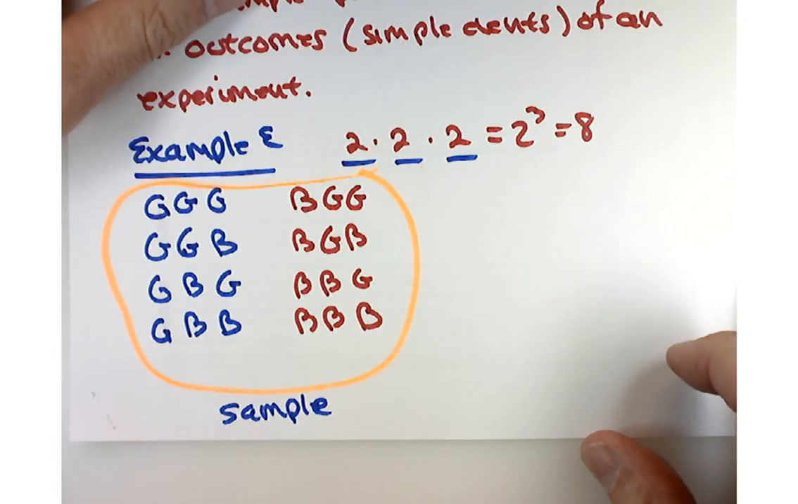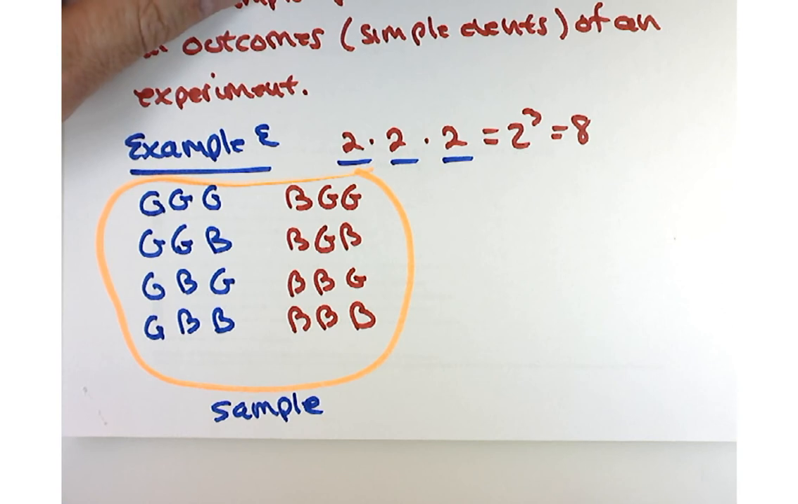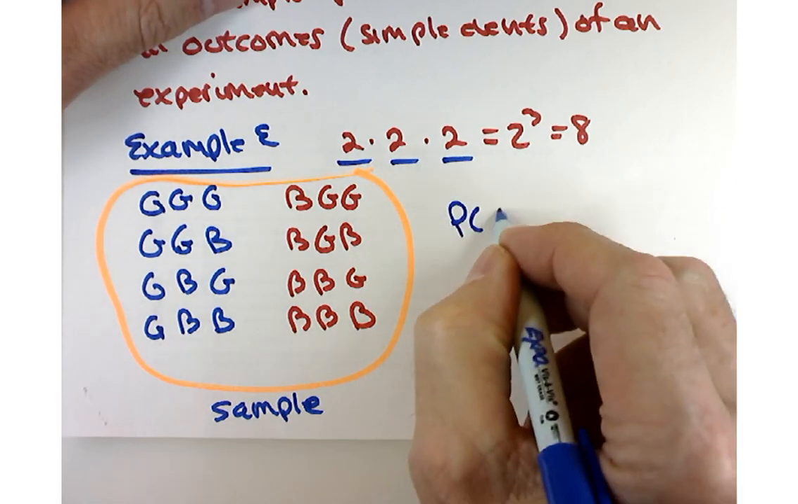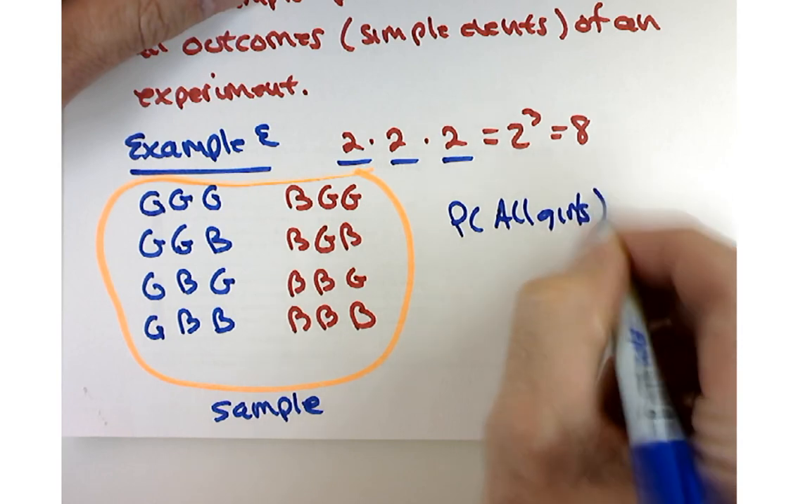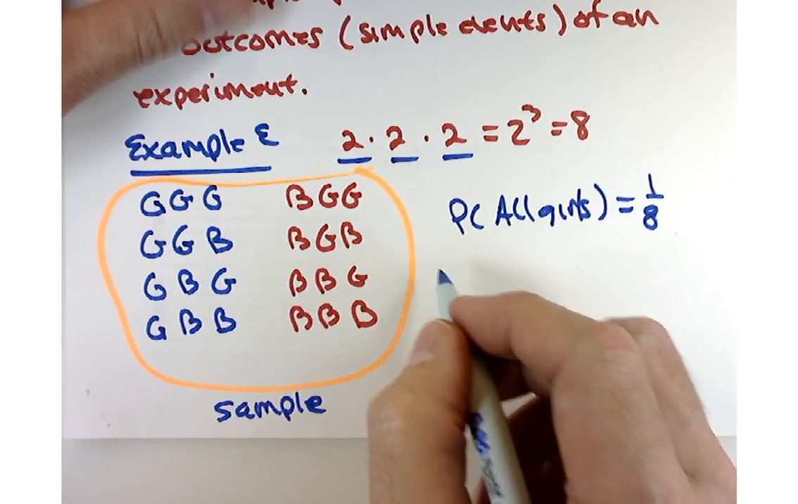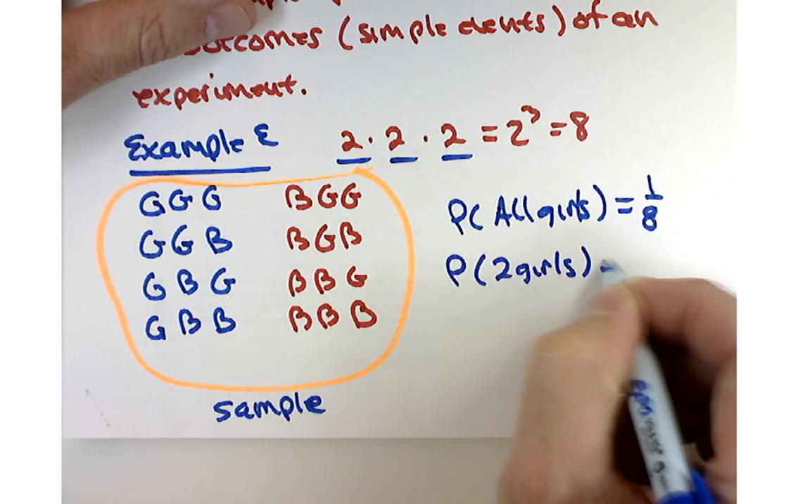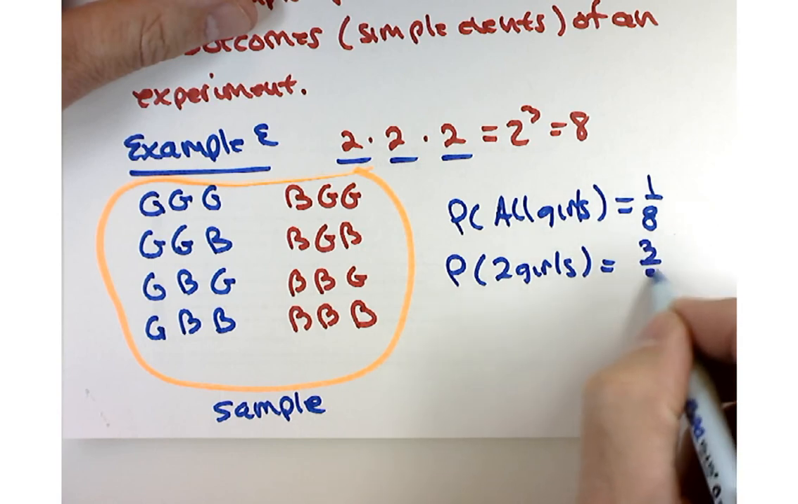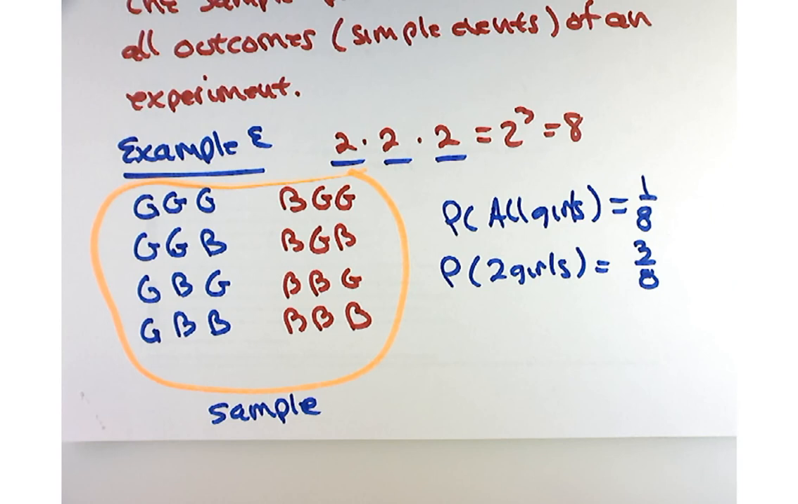So what's the probability of all girls? 1 out of 8. Yeah, all girls would be 1 out of 8. Probability of 2 girls would be 3 out of 8. All right.